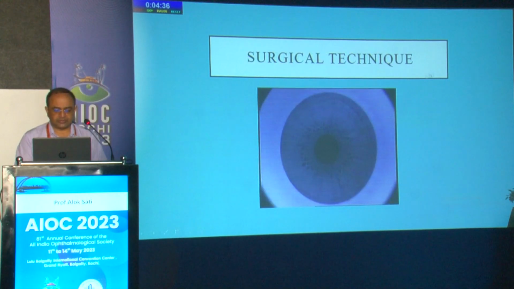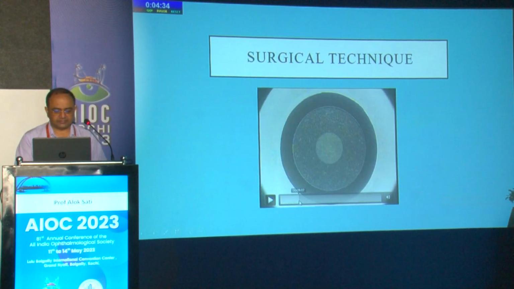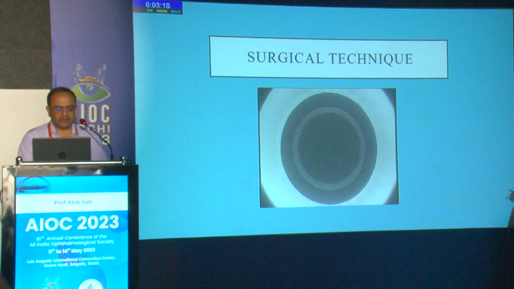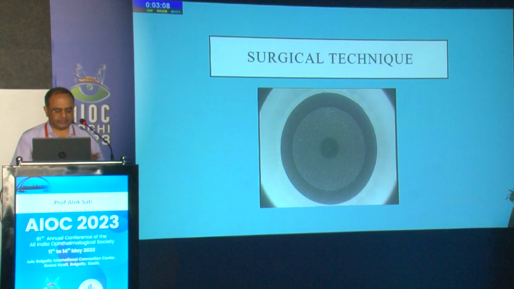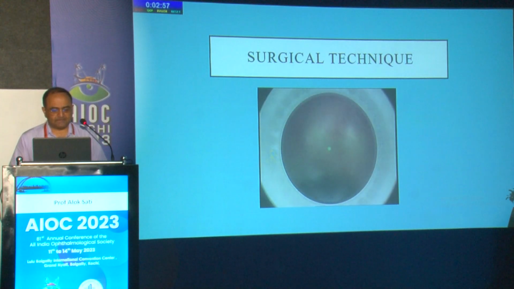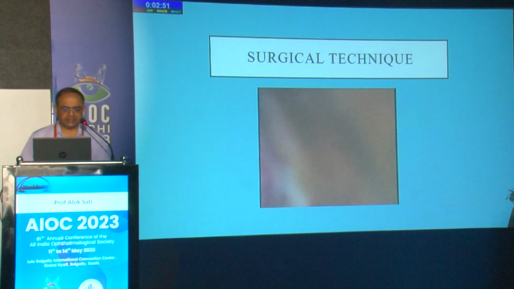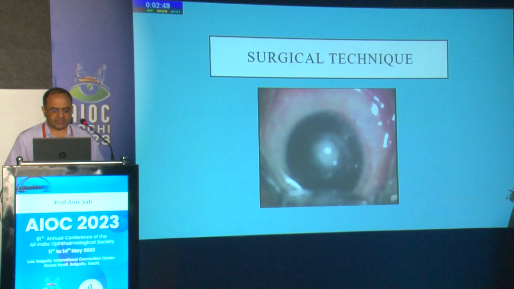And this is how the procedure is performed. This is how we perform the SMILE procedure. We first create a plane at the lenticule level, that's the posterior level, and then at the cap level, as we call it, then the side incision, and then we bring the patient's eye under the microscope, which is already there in the SMILE machine.